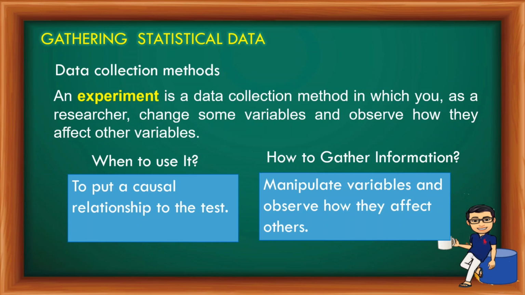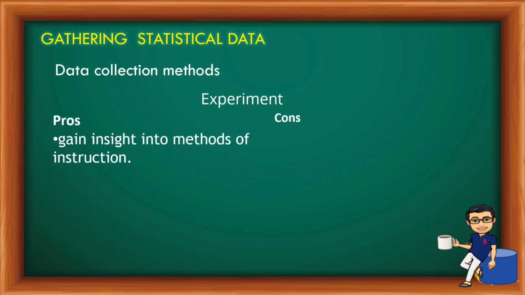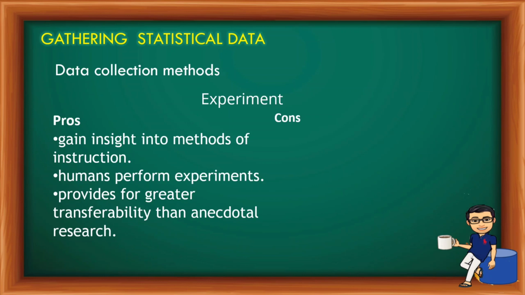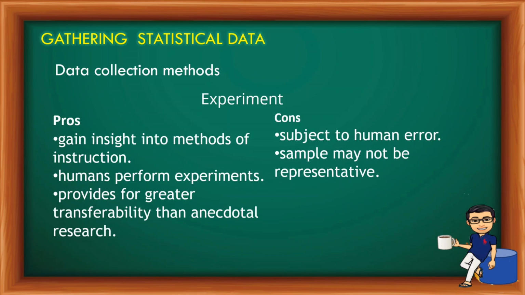Talaga mag-experiment ka. So, ang pros niya ay gain insight into methods of instruction. Humans perform experiment and provide for greater transferability than anecdotal research. As a researcher, talagang makikita mo yung magiging result nito while conducting that experiment. So, hindi siya anecdotal research kasi kung ano yung maging result ng experiment, that's it. Then, the cons is subject to human error. Then, sample may not be representative of the population. Napakahalaga kasi kapag nag-conduct tayo ng experiment, the sample is really a representative of the population. Then can produce artificial result kasi baka we manipulated kung ano yung magiging result.